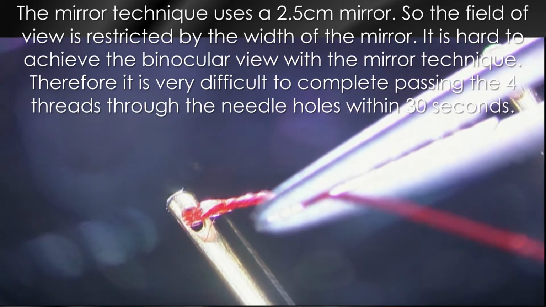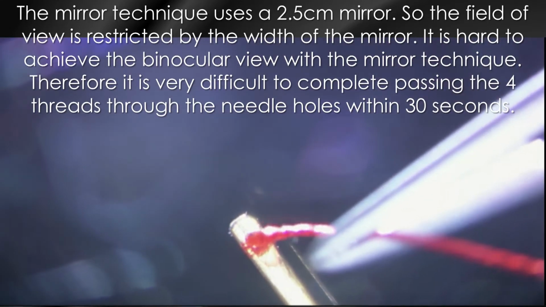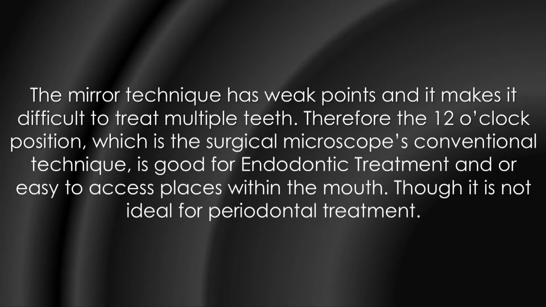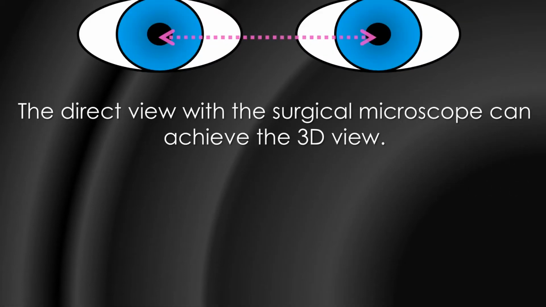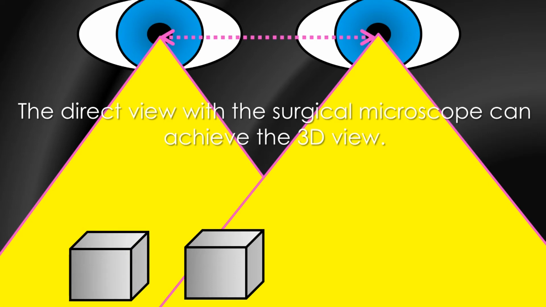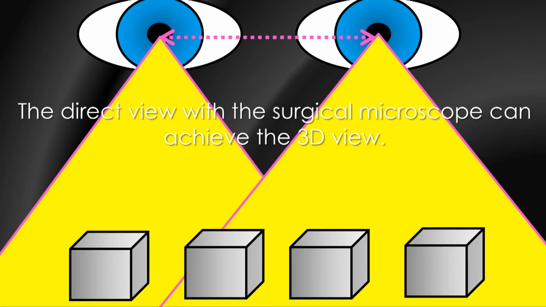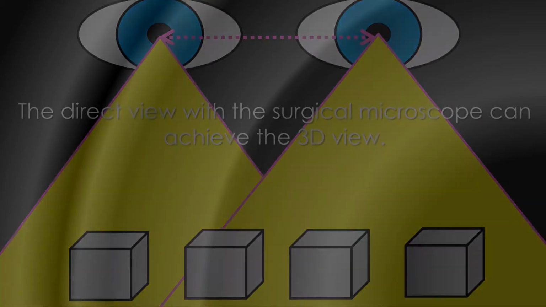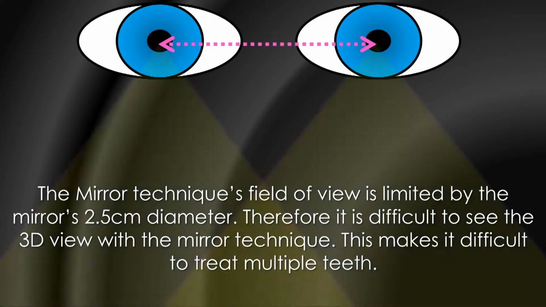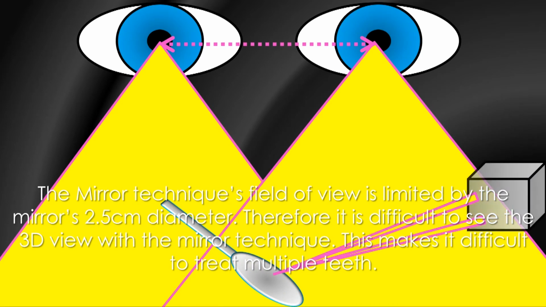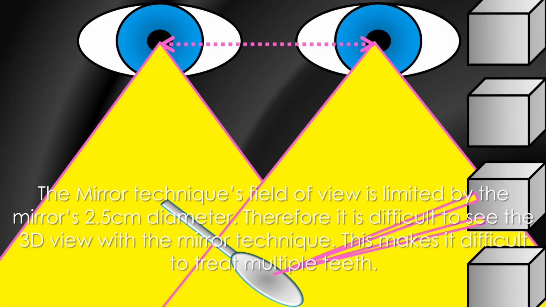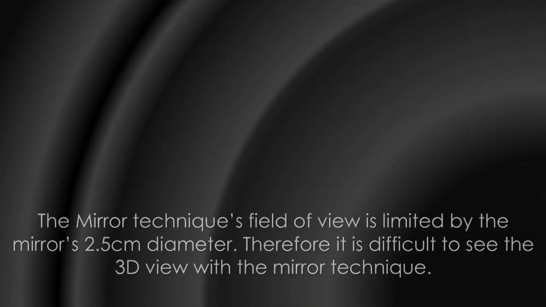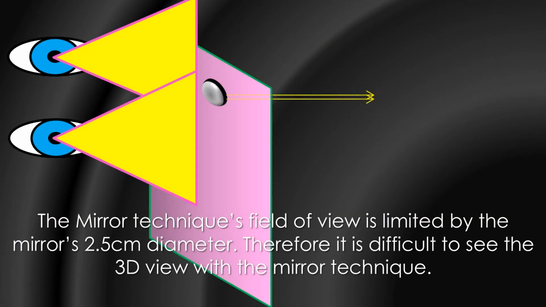The mirror technique has weak points, and it makes it difficult to treat multiple teeth. Therefore, the 12 o'clock position, which is the surgical microscope's conventional technique, is good for endodontic treatment and easy-to-access places within the mouth, though it is not ideal for periodontal treatment. Direct view with the surgical microscope can achieve the 3D view. The mirror technique's field of view is limited by the mirror's diameter. Therefore, it is difficult to see the 3D view with the mirror technique.